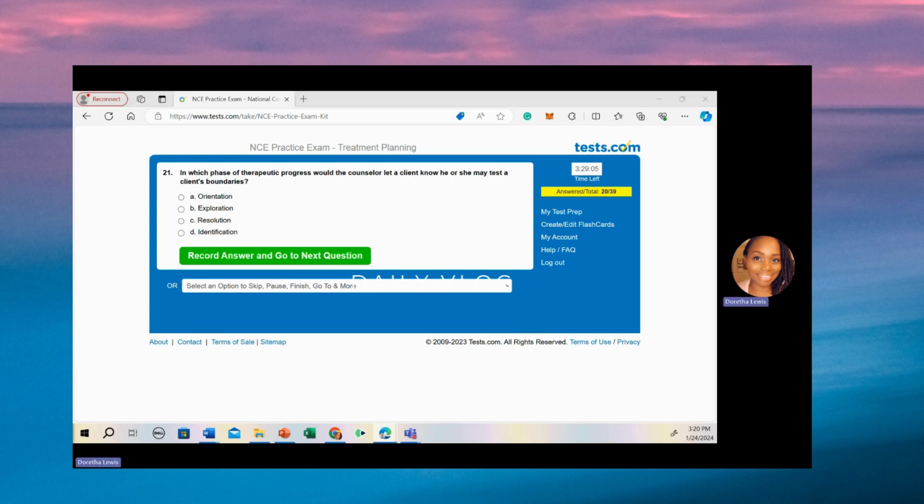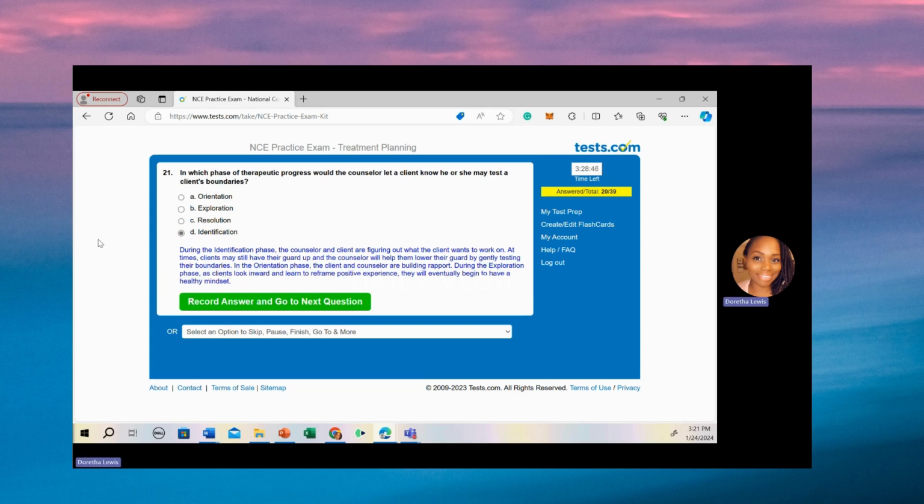In which phase of the therapeutic process would the counselor let a client know he or she may test a client's boundaries? A, orientation. B, exploration. C, resolution. And D, identification. Identification.